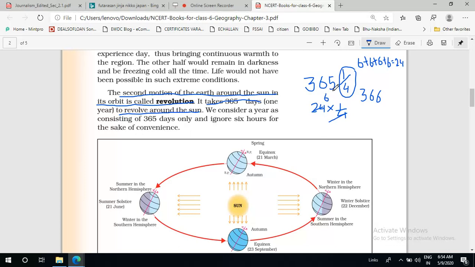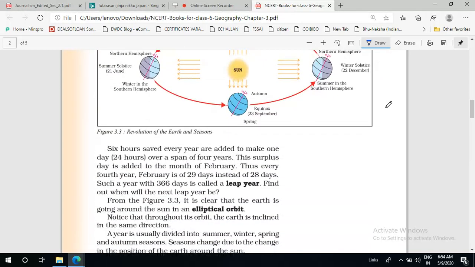Now the question is, this one day which is saved by the earth every fourth year, where is this one day adjusted? This one day is adjusted in the month of February. Normally February has 28 days, but on every fourth year the month of February has 29 days. So this additional one day is adjusted in the month of February.